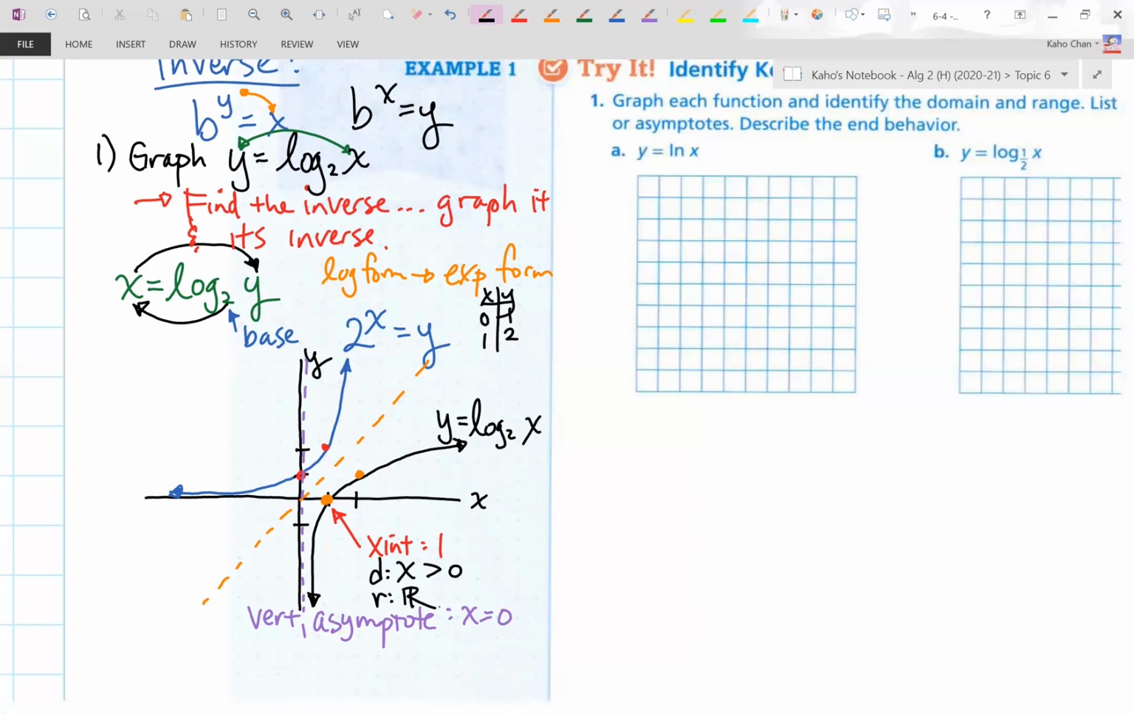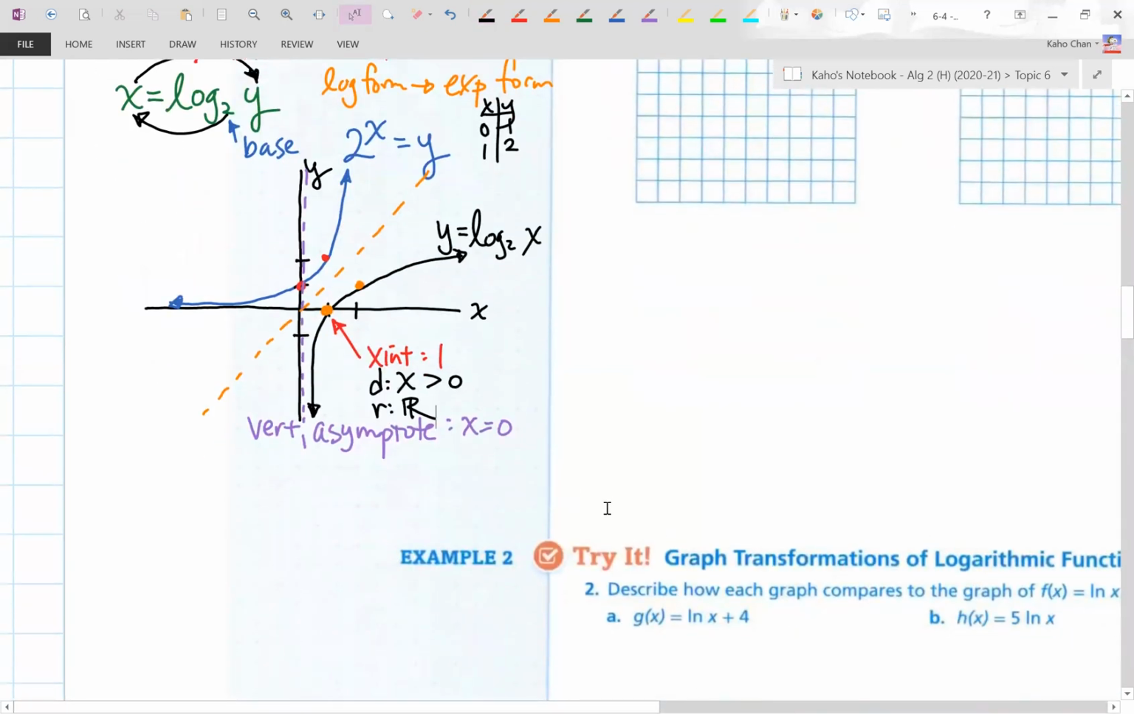Vertical asymptote? Oh, they also asked for end behavior. Great. A little more work there. Now, end behavior is about how a graph is graphed from left to right. So let's talk about end behavior really fast.